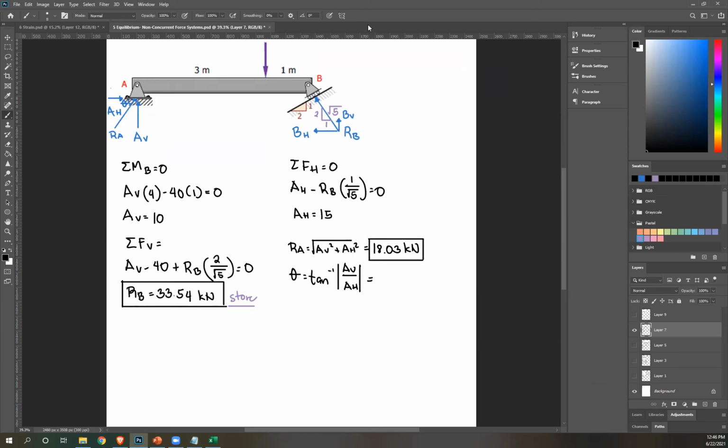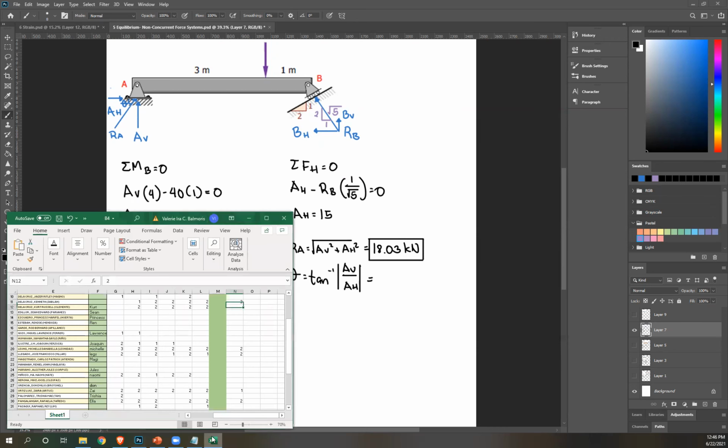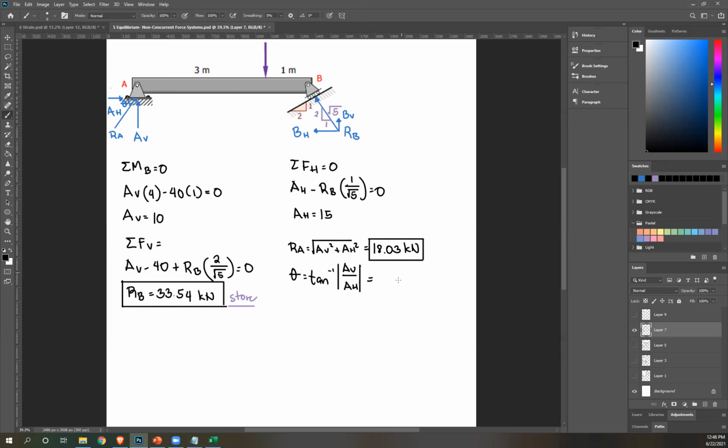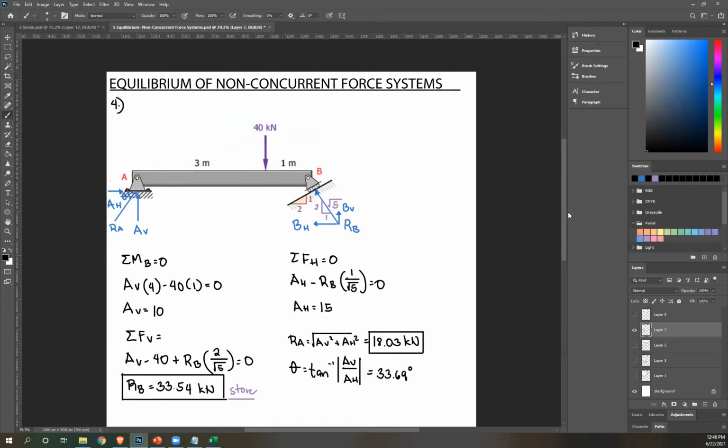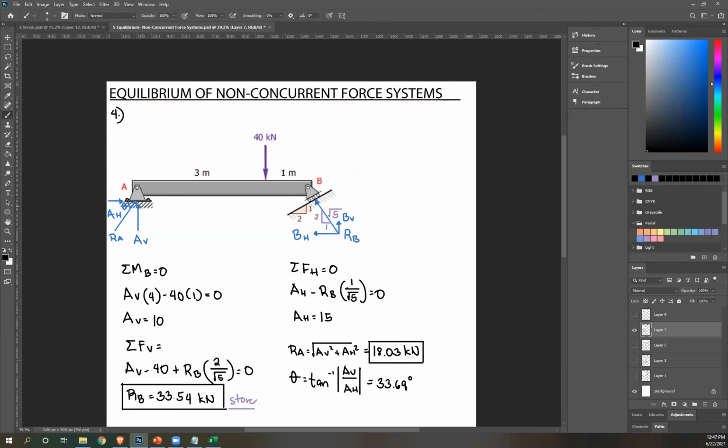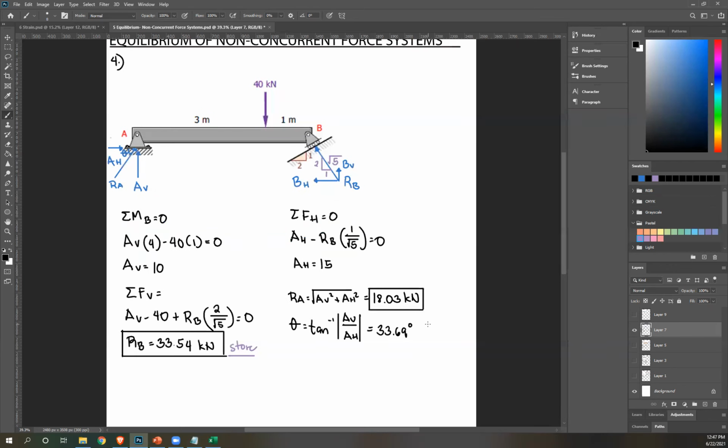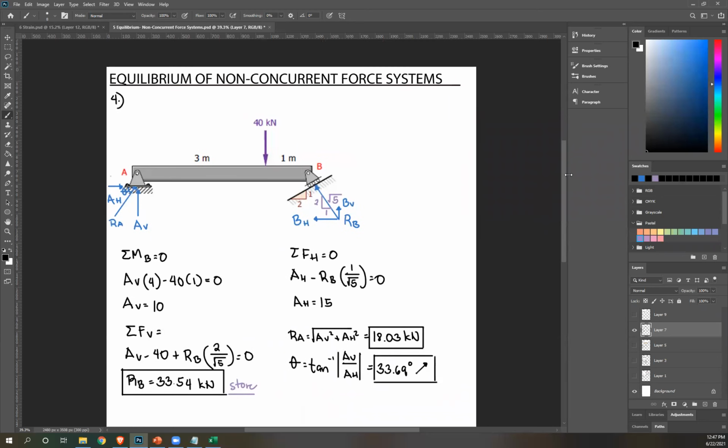Correct, 33.69. Correct, Zaira and Naomi. Correct, Ortiz and Mendoza. And then direction. Our assumption for direction of reactions are upwards and to the right. So you can write up to the right or just an arrow. And there, that's your number 4.